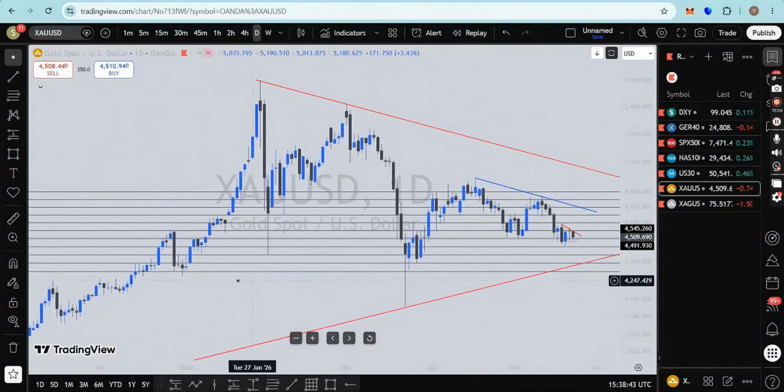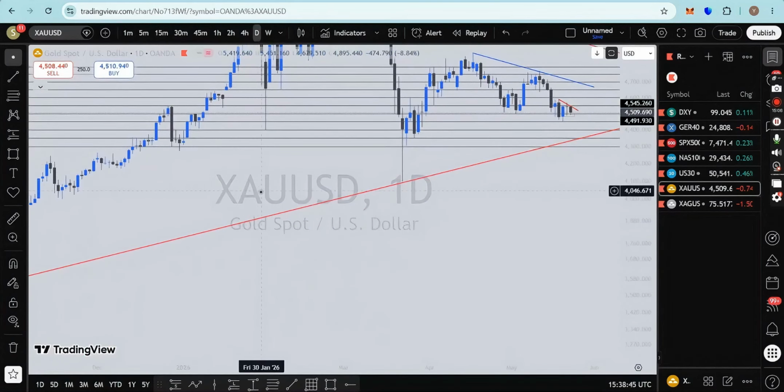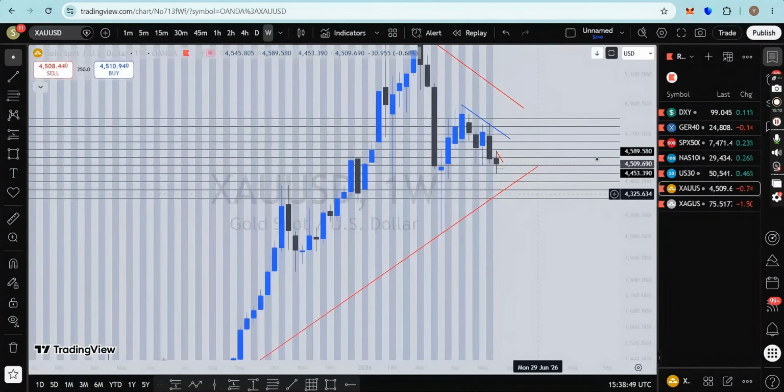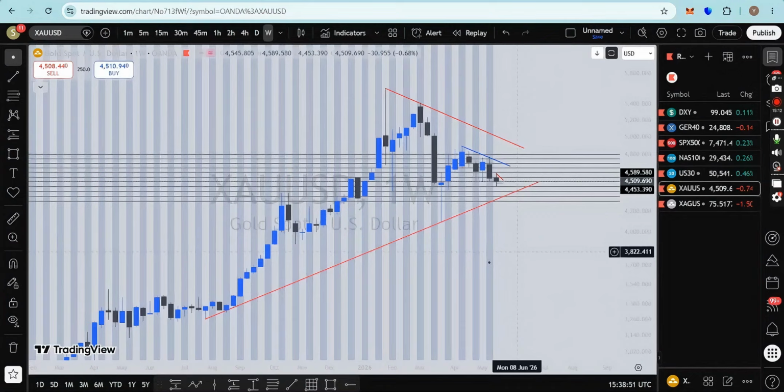Gold is very strong. If you look at the weekly time frame, we are still bullish. We are only going to be looking for bearish if price breaks below this zone. Below this is where I'll be looking for bearish. But I'm still bullish on gold.